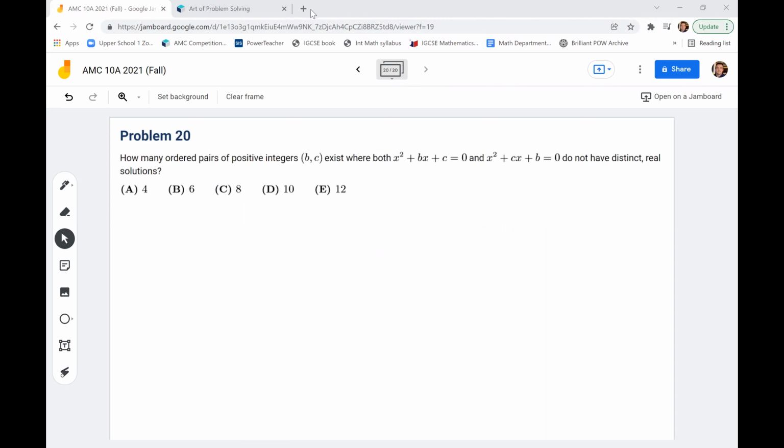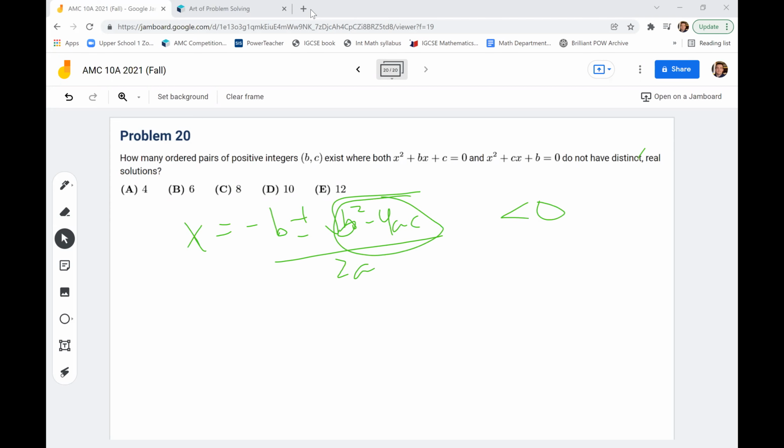What I did was use the quadratic formula, because when you have x equals negative b plus or minus radical b squared minus 4ac all over 2a, this thing is called the discriminant. If that value is less than 0, you don't have real solutions, and if it's equal to 0, you don't have distinct solutions. So we want those values to be less than or equal to 0.